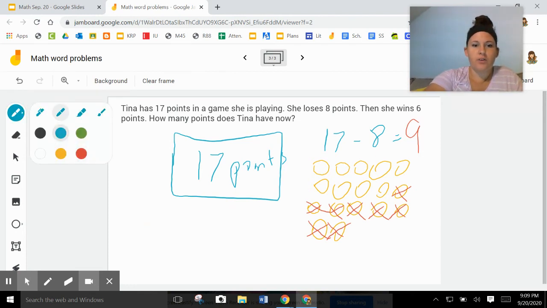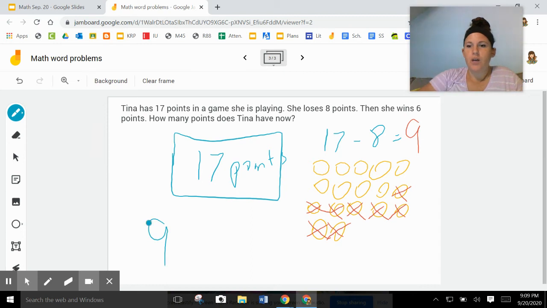I'm going to grab our gray blue again. So we're starting with that 9 that we ended up with after she lost her 8 points. We start with that, and then it says she wins 6 points. So we know when we win more points, that means our numbers are going up, which means we are adding. So I'm going to add 6 more points. Then the last sentence says, how many points does Tina have now? So that looks like this is going to be our last step, you guys.